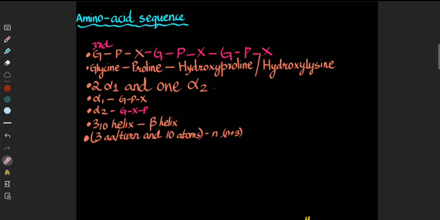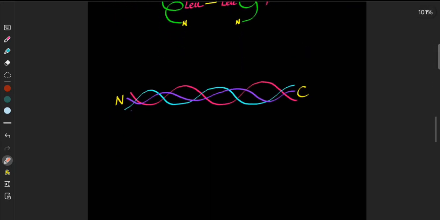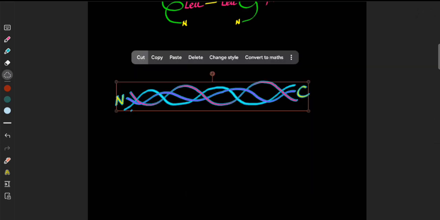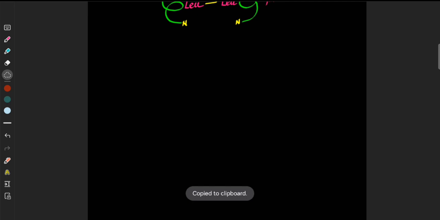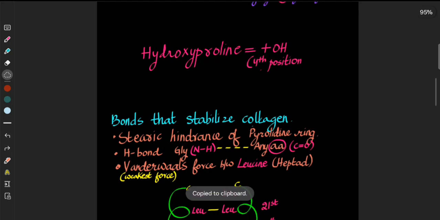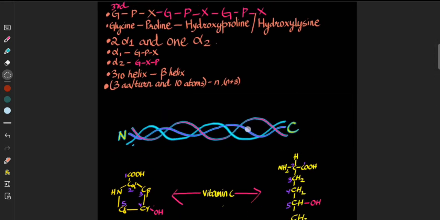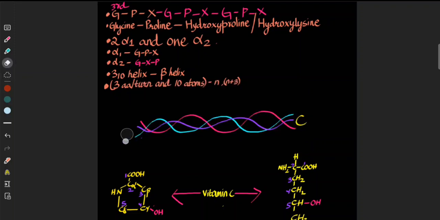What does this mean? Just a moment, I think I've drawn the structure over here. Yeah, so I'm just going to copy it. So let's just see this diagram. I'm going to mark the N terminal and then the C terminal, right? So as you can see, there are 3 polypeptides which are making a triple helical structure, right?